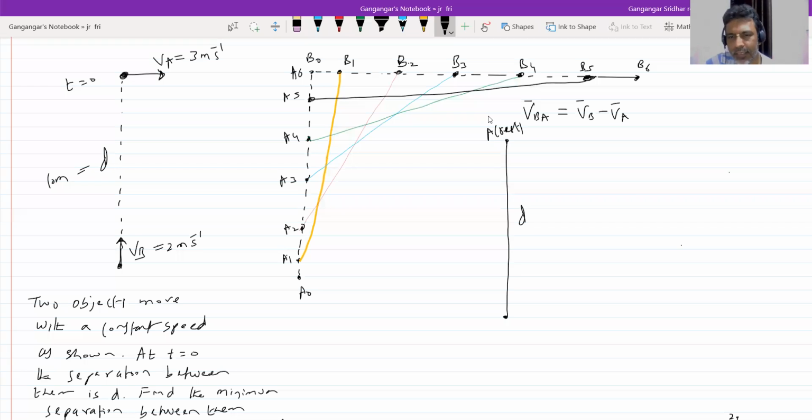So let's analyze the vector diagram. VA bar is like this. VB is like this, no? Minus VA bar. So VBA bar is VB minus VA bar. So if you take the vector diagram, this will be VB, this will be minus VA. The resultant vector will come somewhere here.